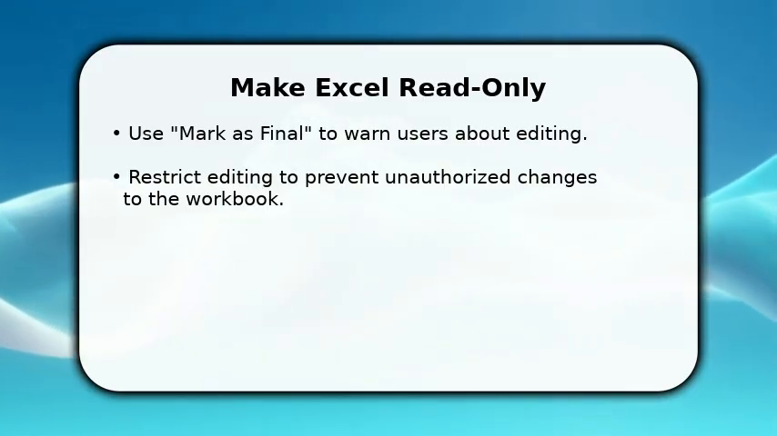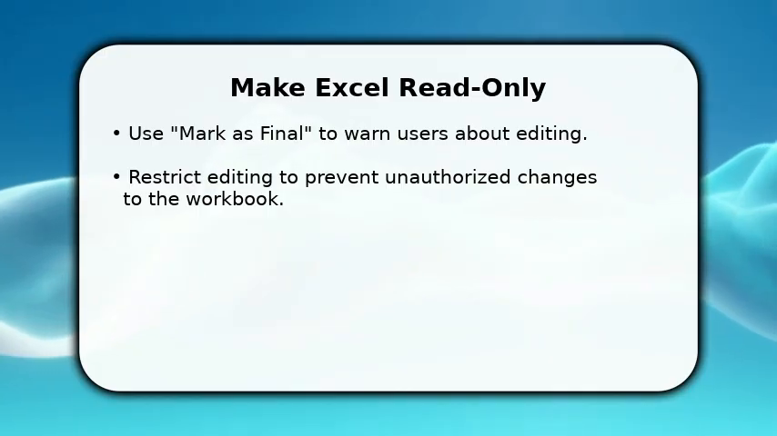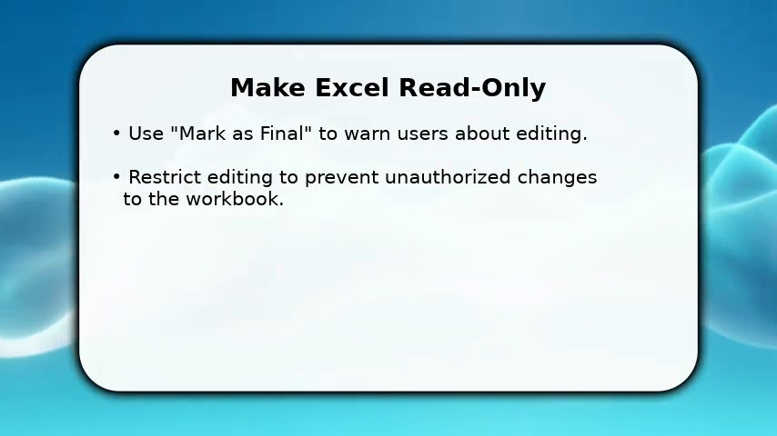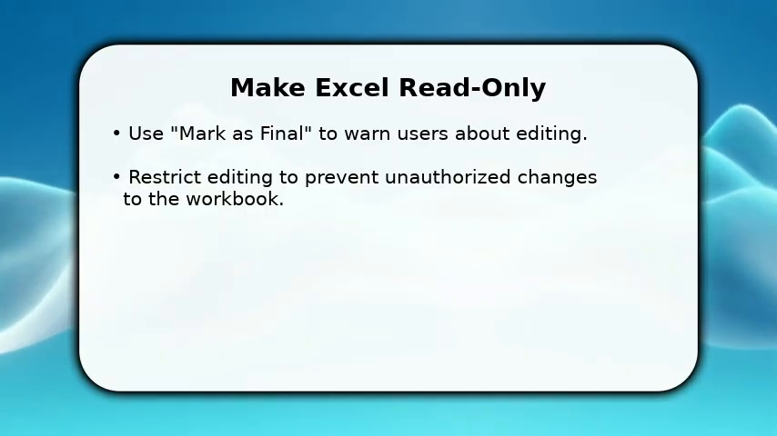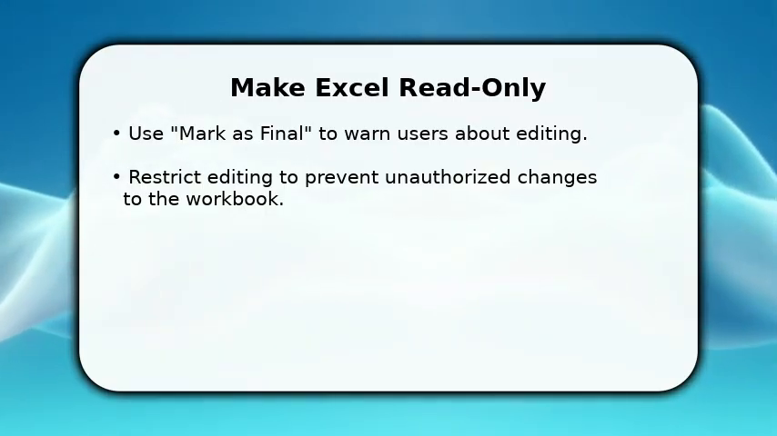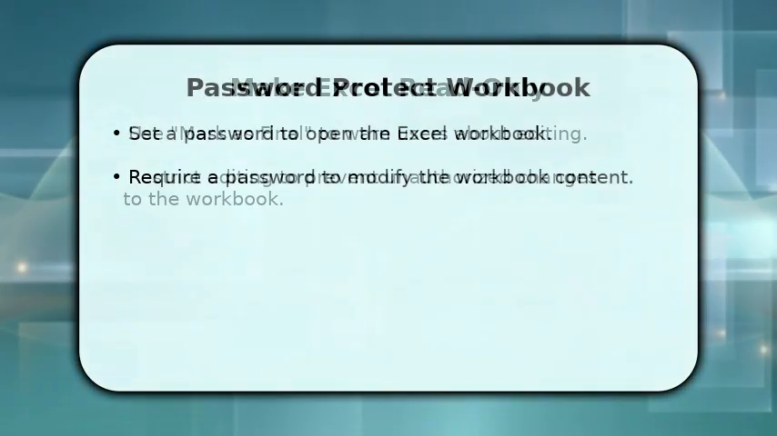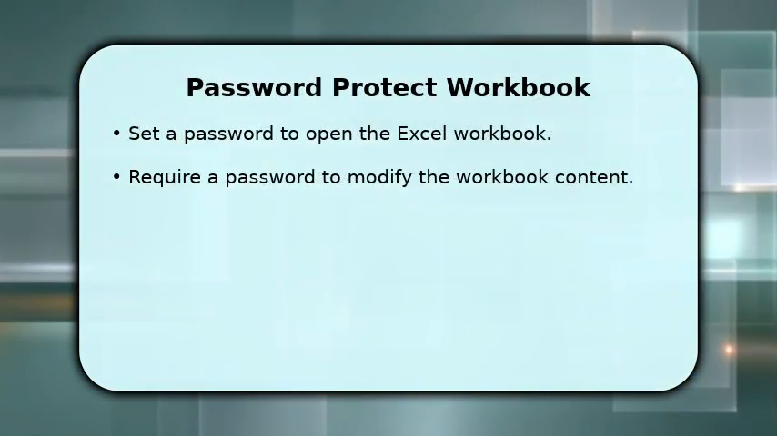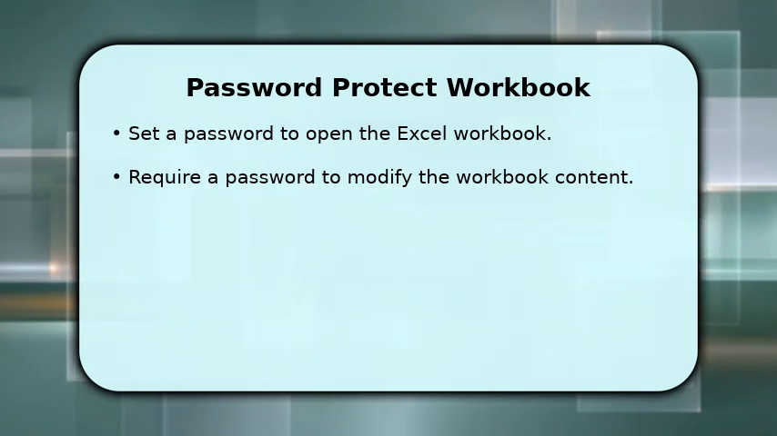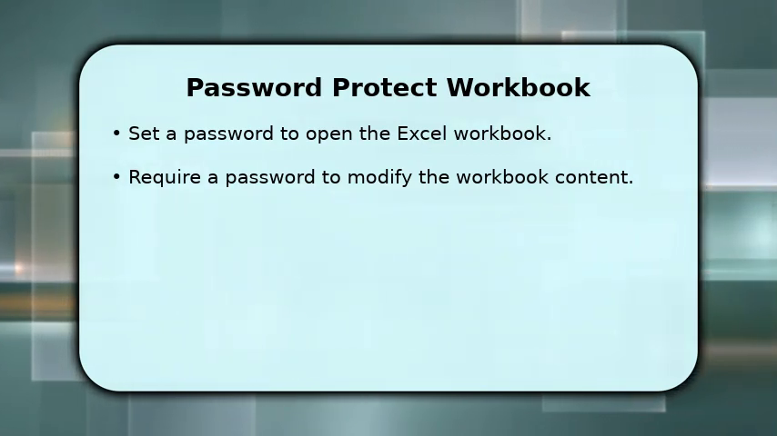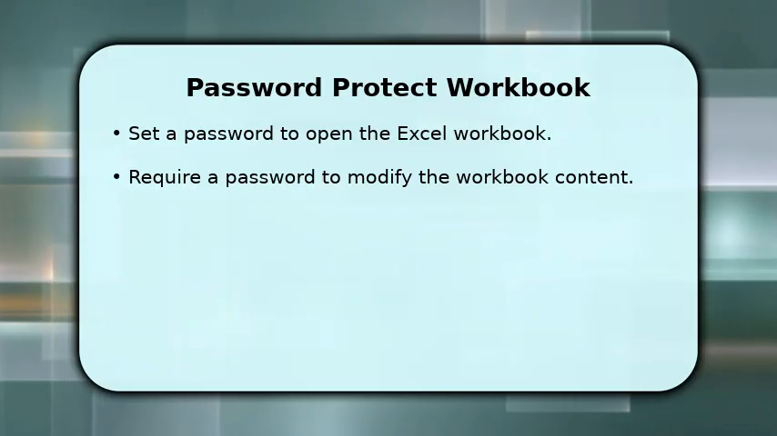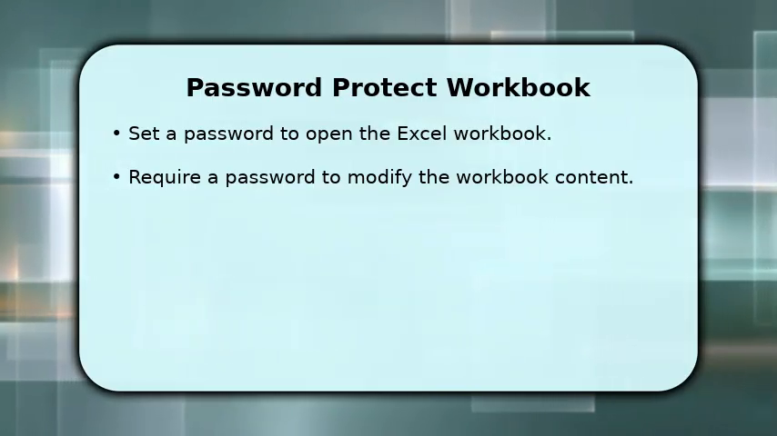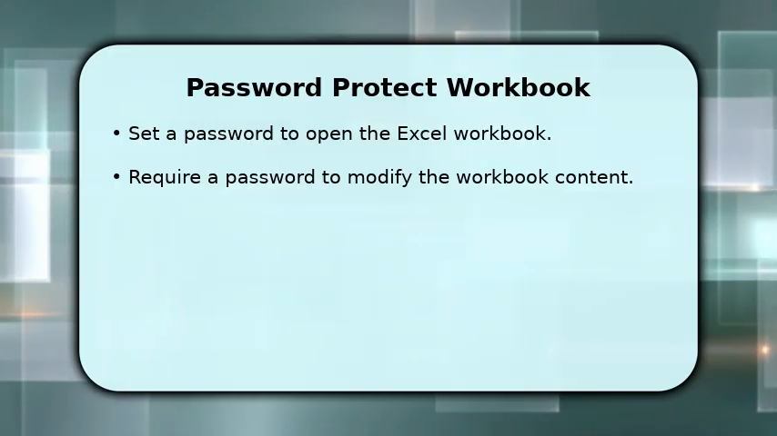You can choose Mark as Final to signal that the document is complete, which will show a warning if someone tries to edit it. This is a good first step for basic protection. For stronger protection, you can encrypt your workbook with a password. Under Protect Workbook, select Encrypt with Password. This requires users to enter a password just to open the file.